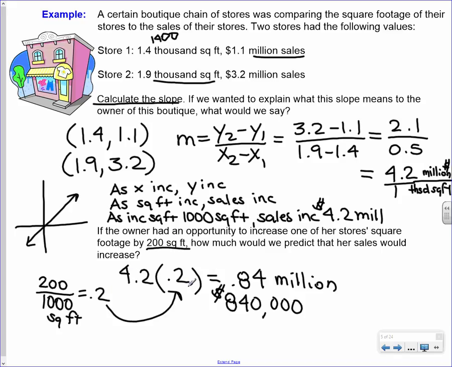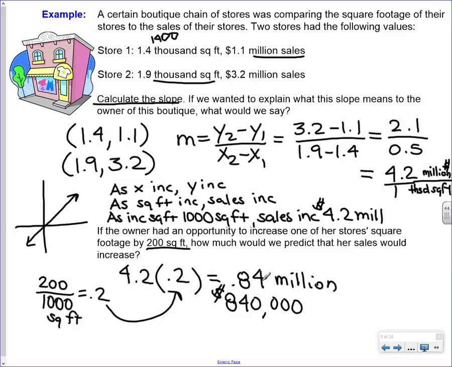Okay, so I'm plugging in the 0.2, and I'm going to multiply it by 4.2 million. Because remember we said for every 1,000 square foot, our sales increase 4.2 million. So if I multiply by the number of 1,000 square feet I have, that's going to tell me how much my sales will increase. And so we can see here we get 0.84.